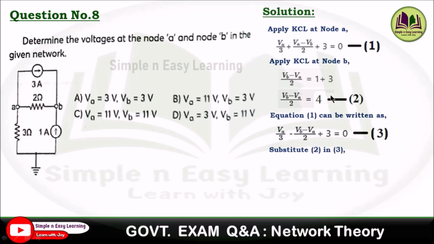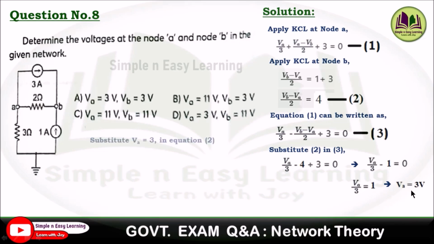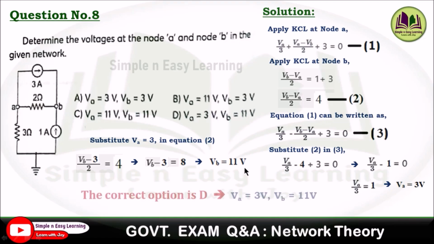So substituting the second equation in the third equation, you will be getting VA by 3 minus 4 plus 3 equal to 0. Simplifying this, you will be getting VA by 3 equal to 1 and VA is equal to 3 volt. So substituting VA equal to 3 in equation 2, we can derive VB is equal to 11. So VA equal to 3 and VB equal to 11. So option D is the correct answer.